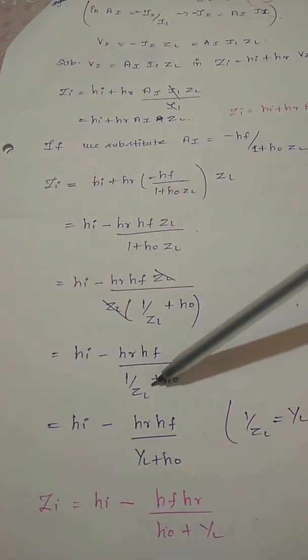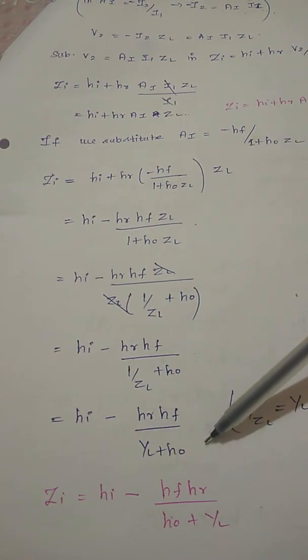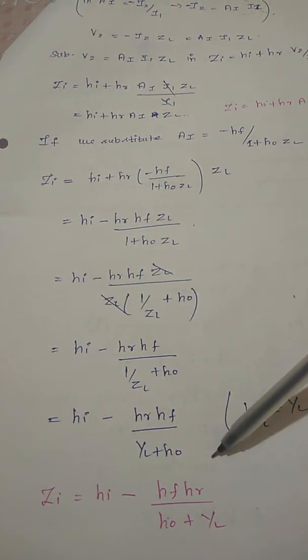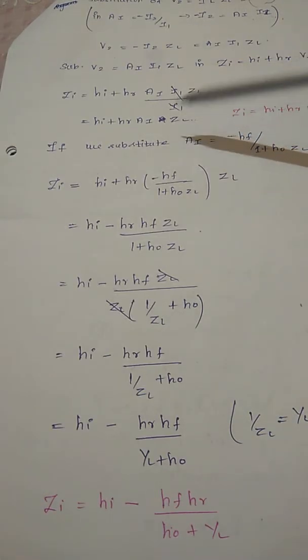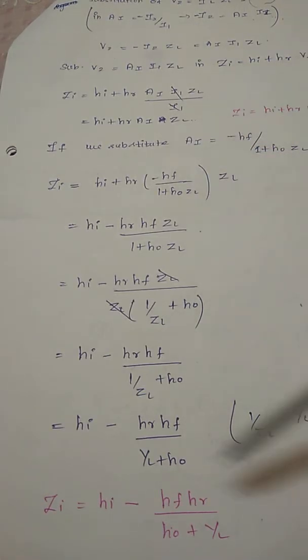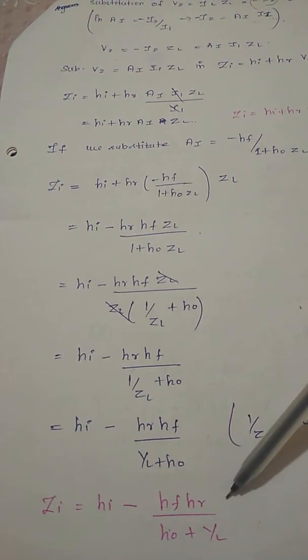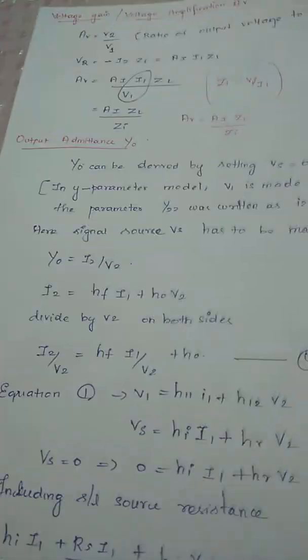So 1 by impedance is admittance. So admittance plus H0. This is one more format, or one more way, of deriving your input impedance. So input impedance with respect to current gain can be written like this. If I want everything in H parameters, then this can also be written. Two ways you have. So now we have seen your input impedance and your current gain.